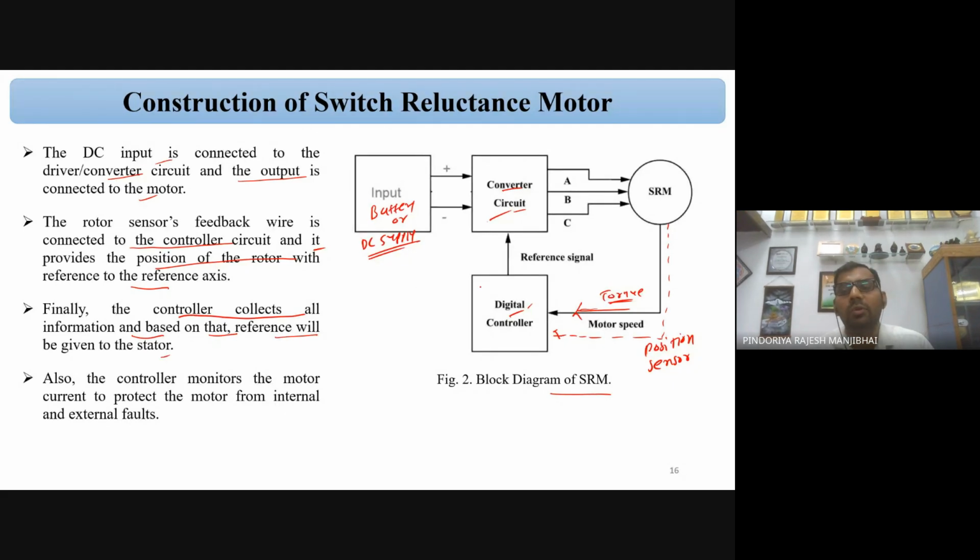Whatever information is available in the digital controller, we can directly feed to the converter circuit, and ultimately the converter circuit is directly connected with the stator of the switched reluctance motor. Also, the controller monitors the motor current to protect the motor from internal and external faults. Yes, that is the main role of the controller. So the controller also controls fault current, over voltage, and under voltage. Every condition we have to put in the controller so our motor is working properly.